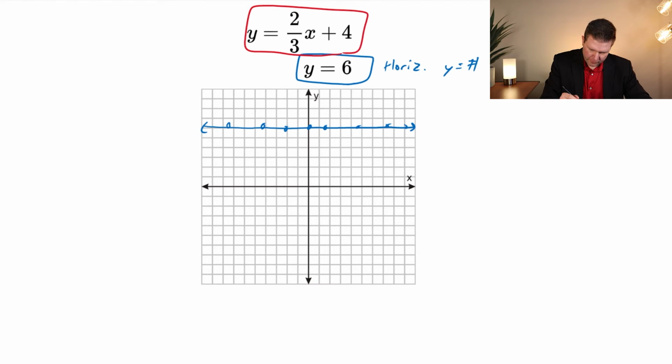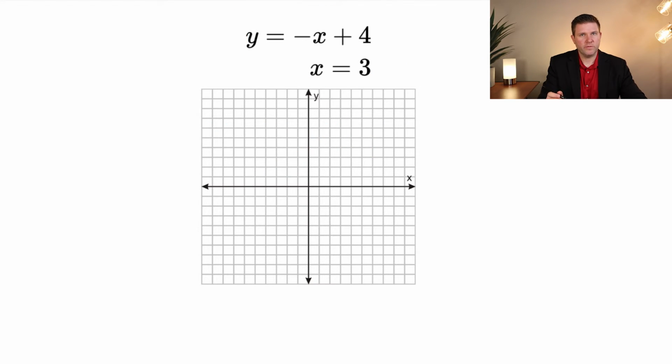So starting up here at 4, 1, 2, 3, 4, and then going up to over 3, 1, 2, 3. See how the intersection point is going to be right there? That's actually it right there. 3, 6.